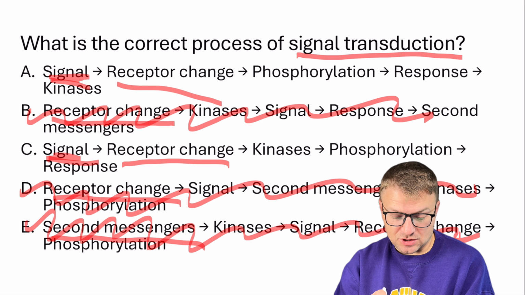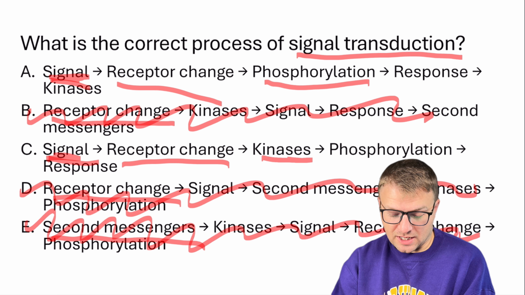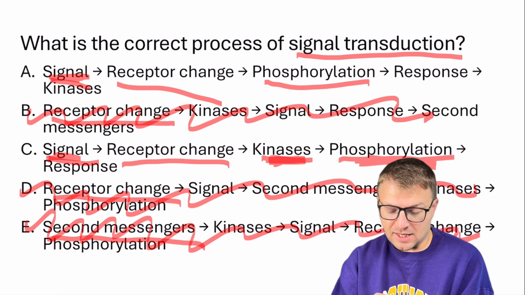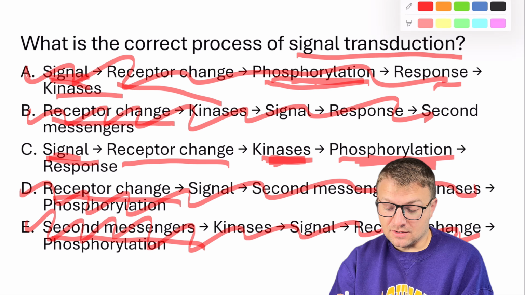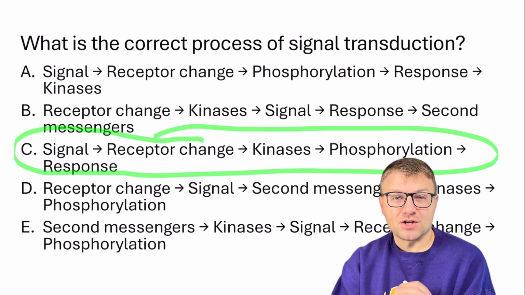Both of them have receptor change. Phosphorylation or kinase. Well, kinases have to be active before phosphorylation occurs. It can't go phosphorylation, response, and then kinases. So A is out, which means C here is the correct answer.